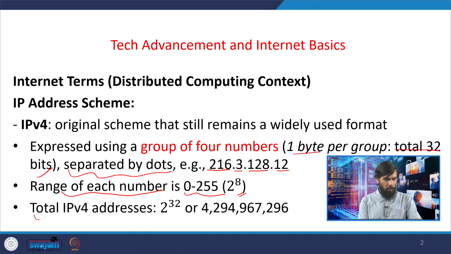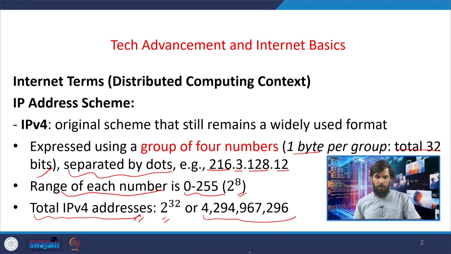If we look at the total number of possible IPv4 addresses, that would be 2 to the power 32, which comes out to be approximately 4.3 billion IPv4 addresses, right. So, these IPv4 addresses are actually given to the computational node, and they work like a unique numerical identifier for the computational node in the internet. And you can understand the scheme.